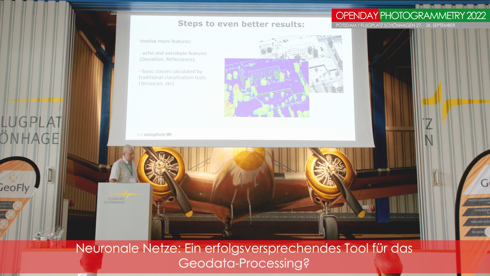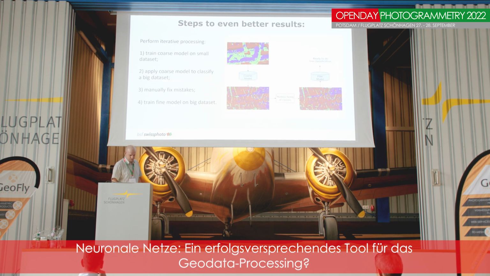We can involve more features, for example. Here we have a visualization of how the echo feature looks, and you can see that it can be a very good feature for detection of vegetation. Vegetation always provides higher values of echoes. And there is a feature of intensity too. It's also a very useful thing.